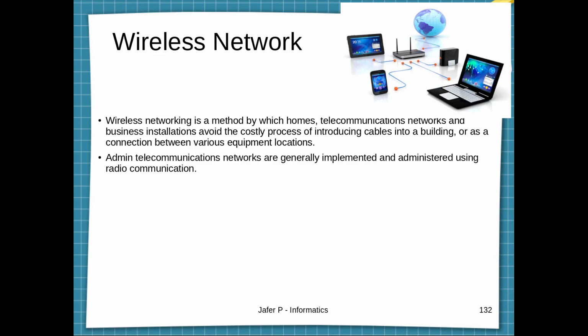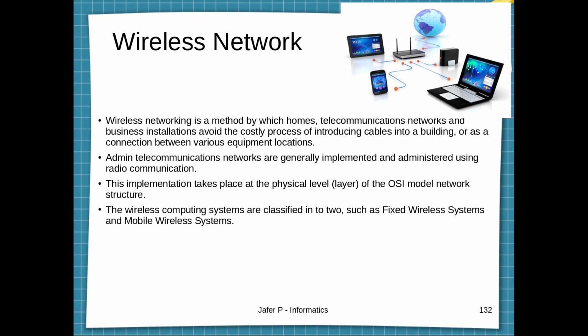Telecommunications networks are generally implemented and administered using radio communication. Okay, you can go for radio communication. This implementation takes place at the physical level, right? That is the physical layer of the OSI reference model. This means wireless network implementation is happening at the physical layer. The wireless computing systems are classified into two, such as fixed wireless systems and mobile wireless systems.